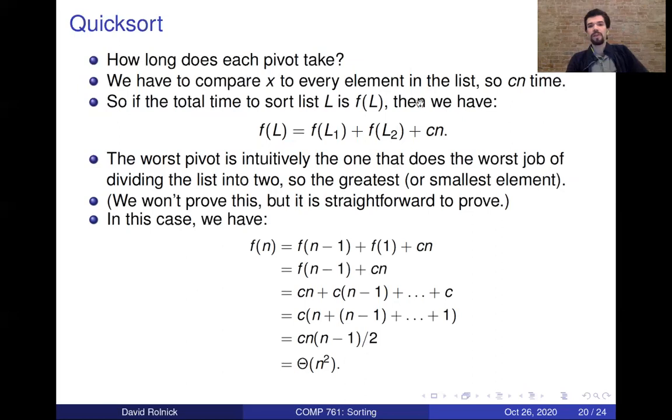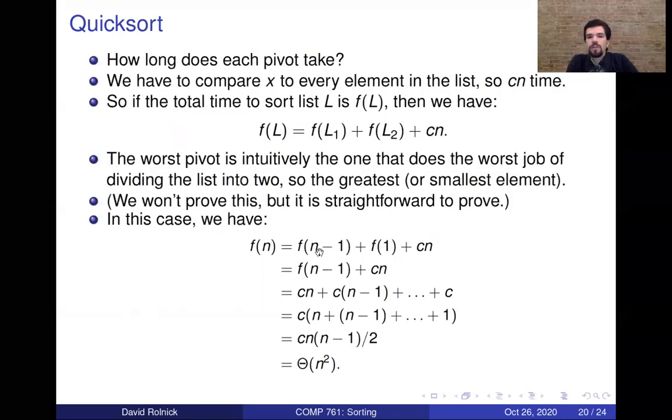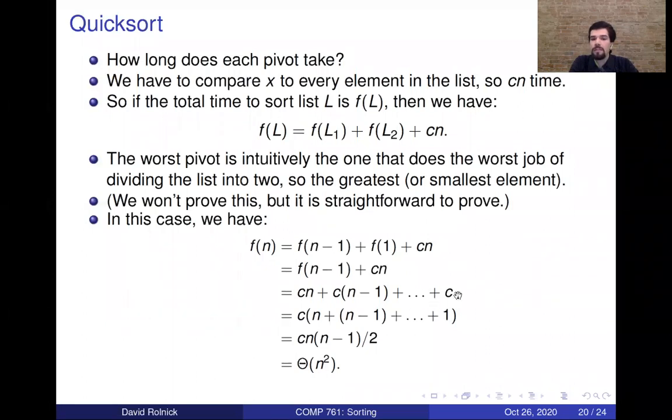And so what we have here is f of n is f of n minus 1, the length of L1, or potentially the length of L2, plus f of 1, which is the length of the other list, plus Cn, the time it takes to compare everything. And f of 1 is, again, 0. So f of n minus 1 plus Cn. But we can keep on applying this recursively. It's equal to Cn plus C times n minus 1 plus C times n minus 2, and so on all the way down to C.